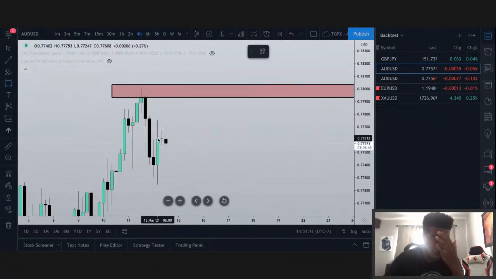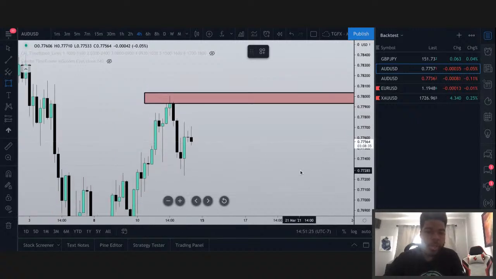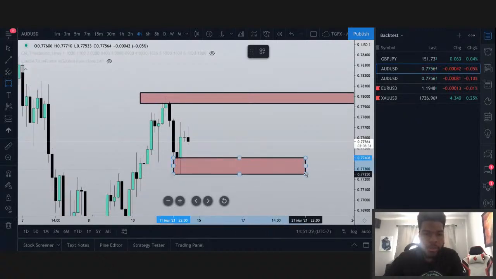Now, remember, to mark off an H4 level, we need a bearish and bullish push, or we need a bullish and bearish push. Now, this candle has not closed bearish yet, and this one is an indecisive candle. So I can't draw anything off of that one yet. So for now, what I could potentially do is draw my zone off of here.